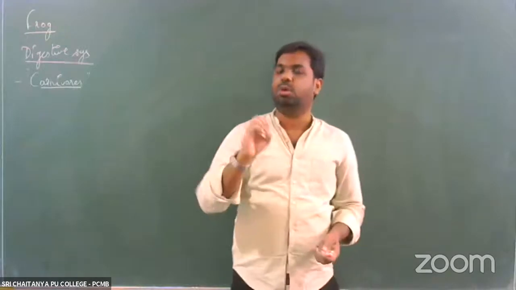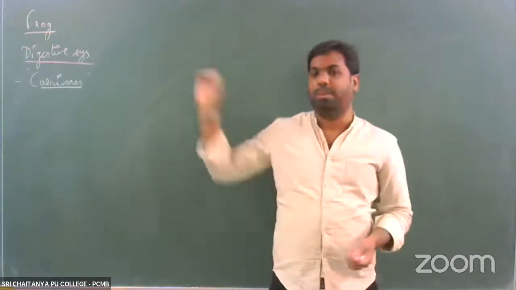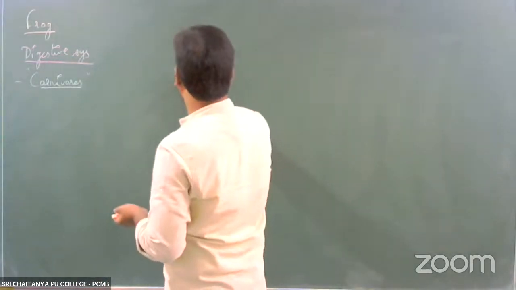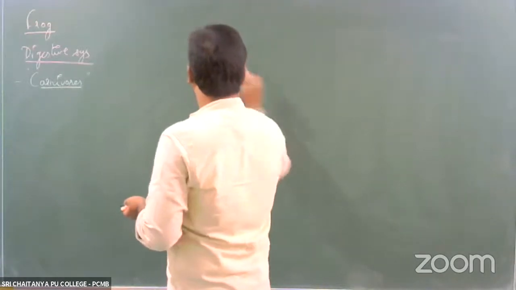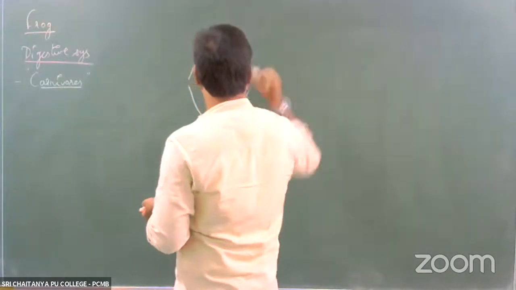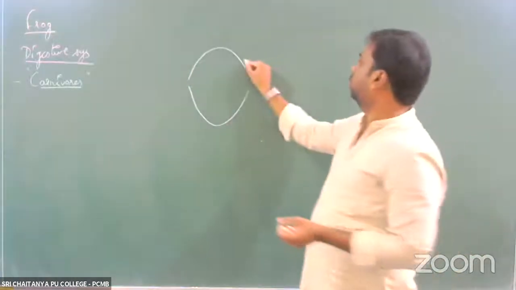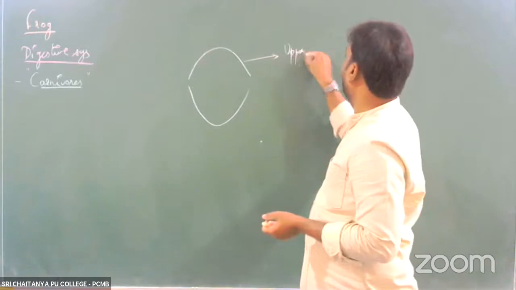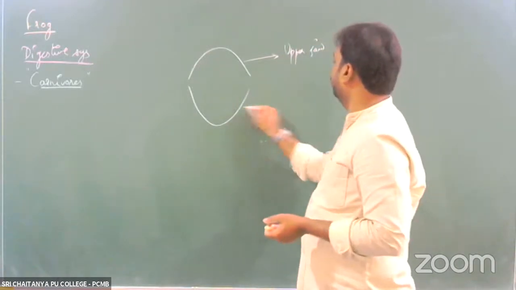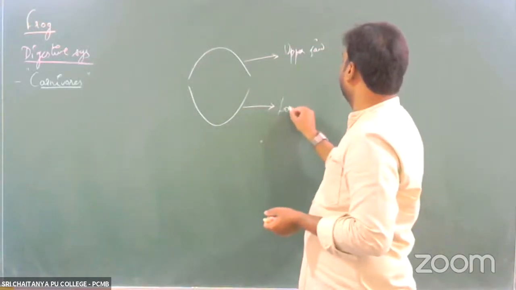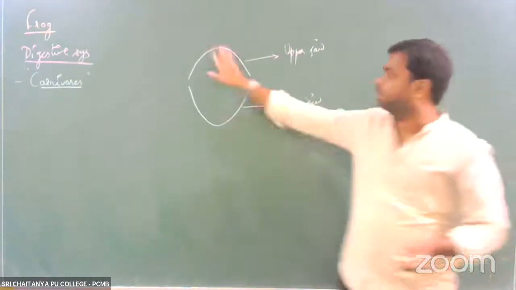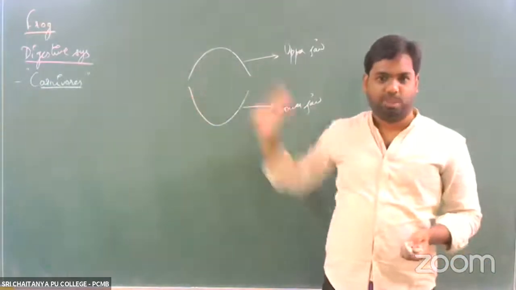So first let us focus on the buccal cavity. What about the buccal cavity of this organism? If we have to draw the buccal cavity, this would be the buccal cavity. This would be the upper jaw, and this would be the lower jaw, right? The upper jaw is what we call the maxilla, and the lower jaw we call the mandible. This entire space is the buccal cavity or the buccal chamber.